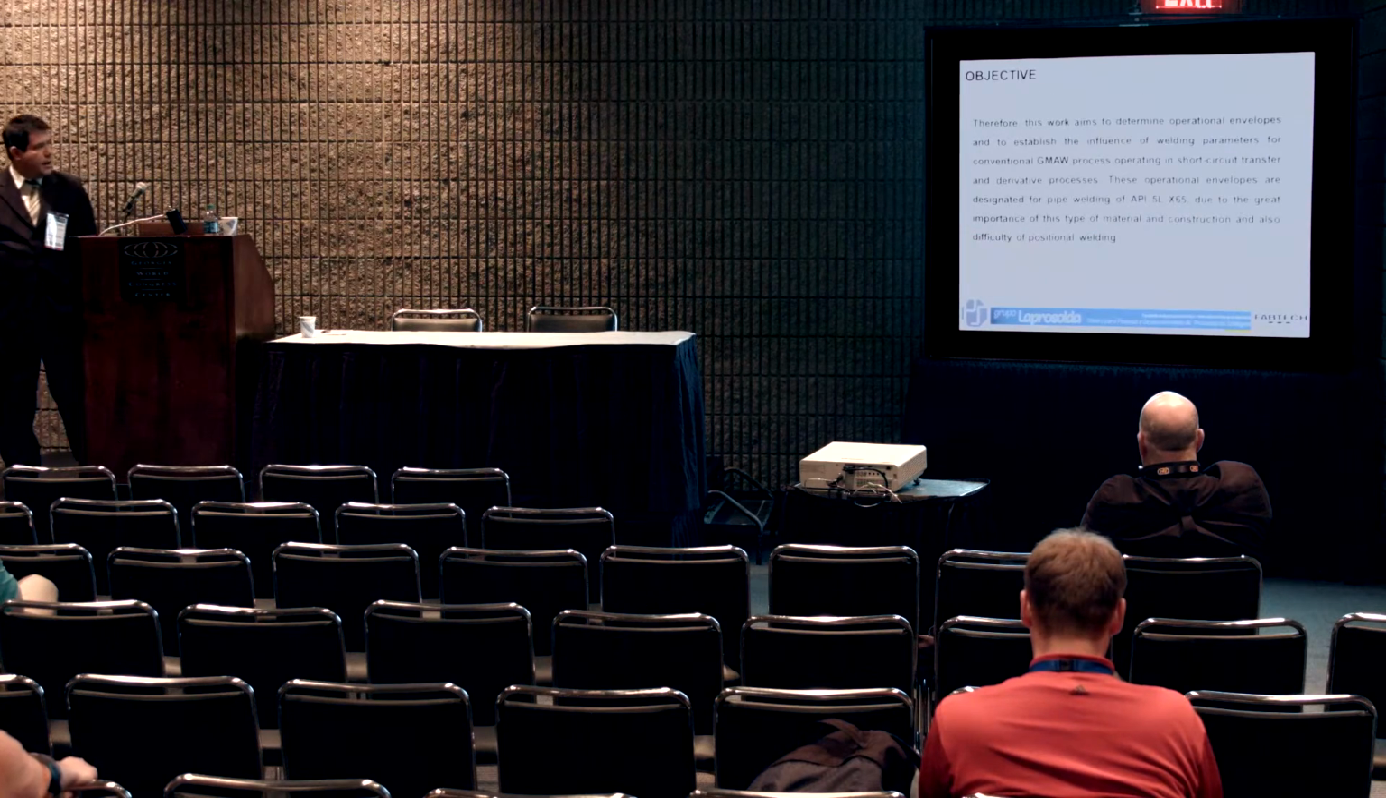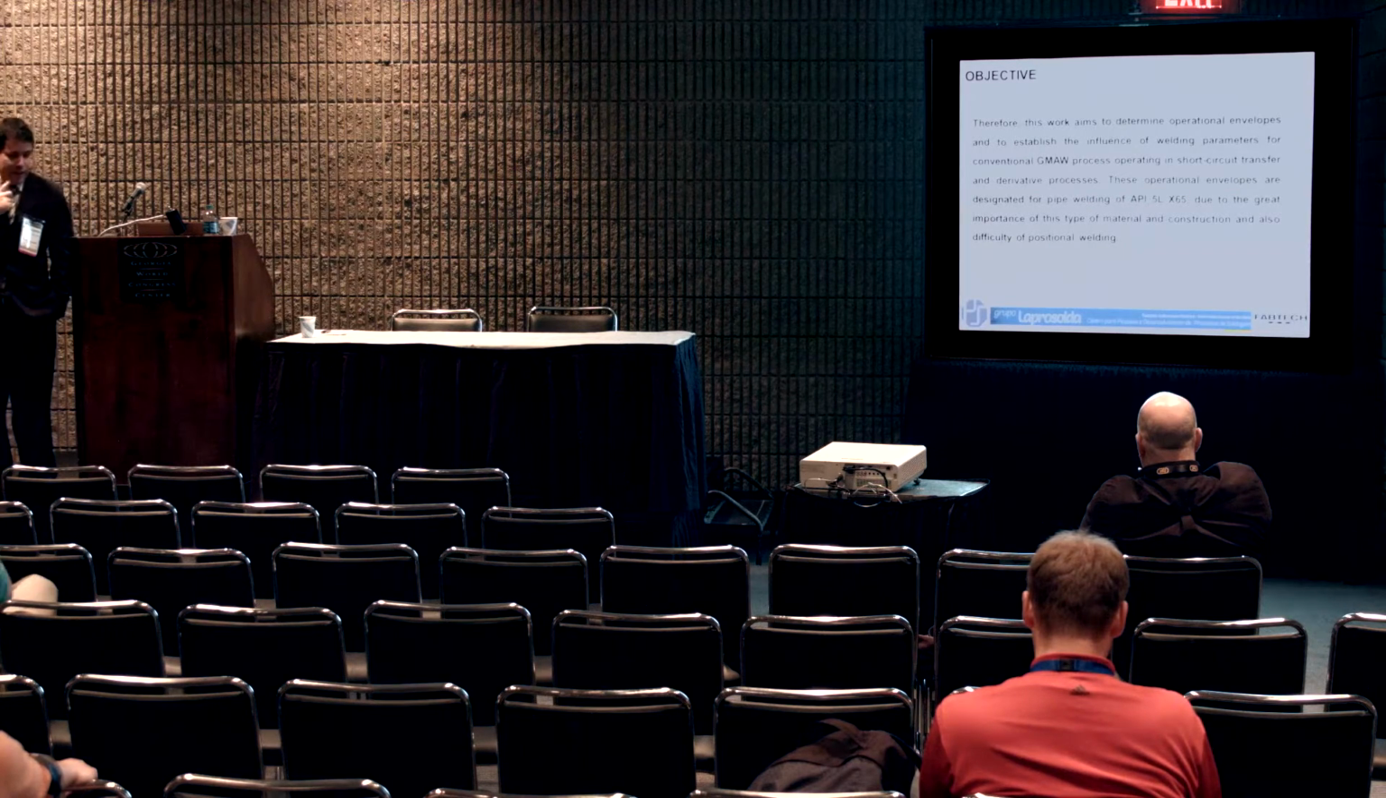So the idea of this work is to carry out the gas metal arc welding process over a small diameter pipe, API 5L X65. I know this is not a new steel, but it still has a lot of use in Brazil, especially the 65 and the 70, because we build small pipes up to 12 and 24 inches diameter. So the thickness is not that much of an issue. So we still use a lot of 65 and 70.